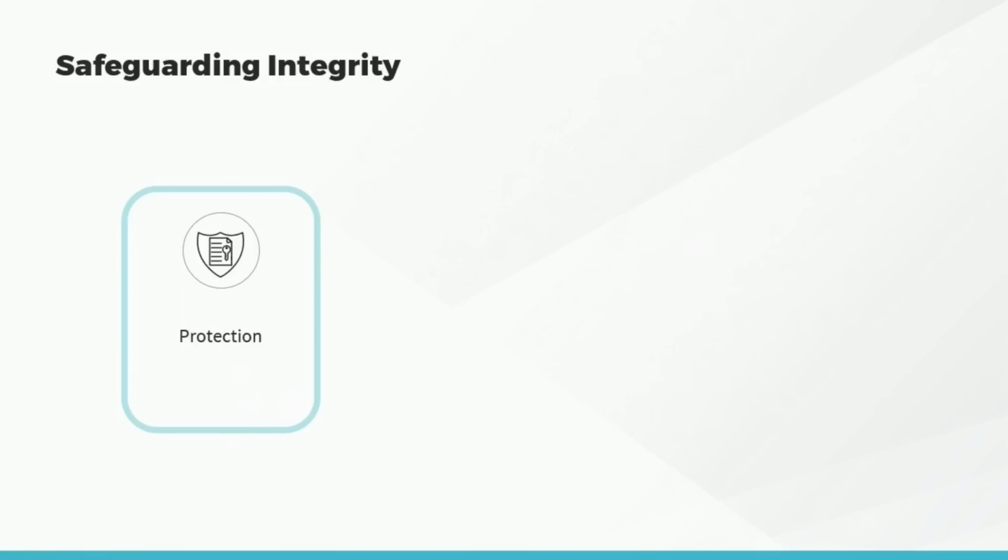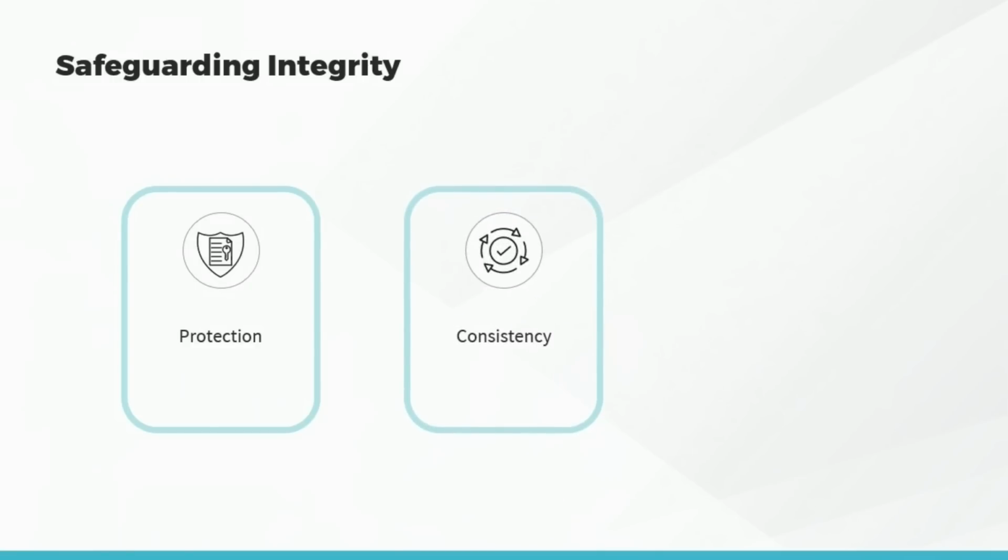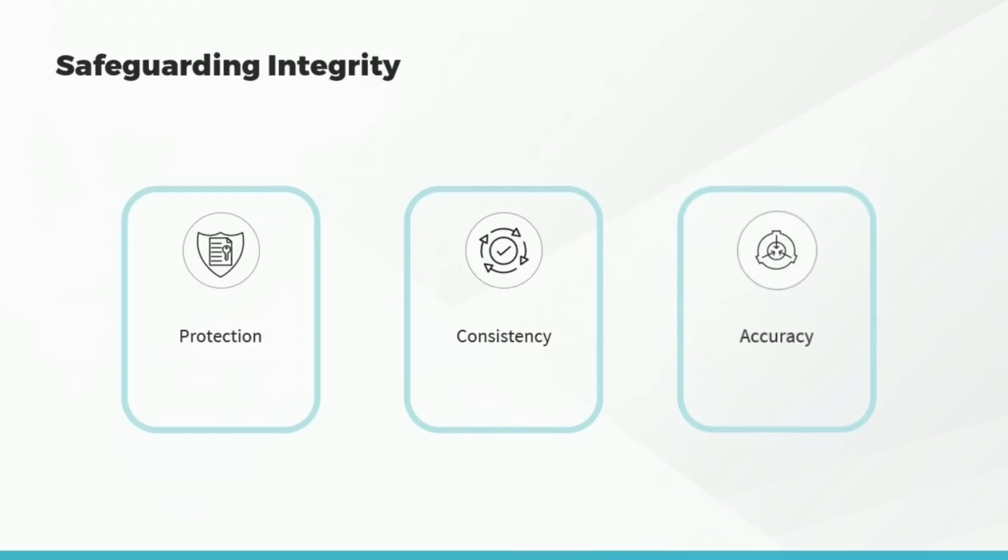And even when there is no malicious intent, such as human error, data integrity protection measures, such as error checking and validation methods, help to ensure that data remains consistent and accurate throughout the organization, which of course helps to ensure the success of the organization overall.